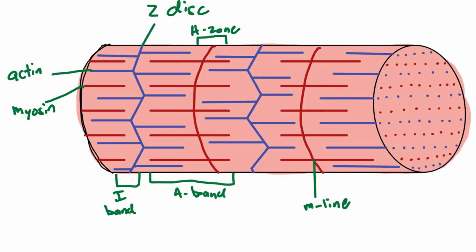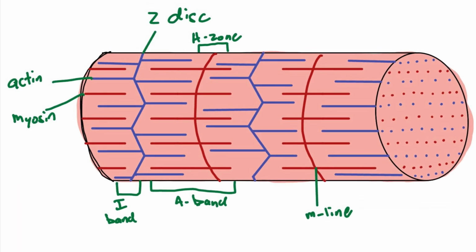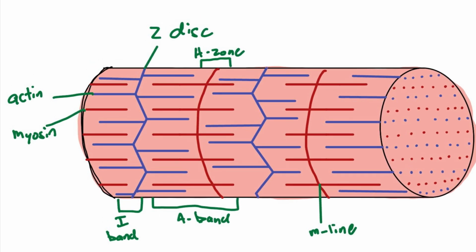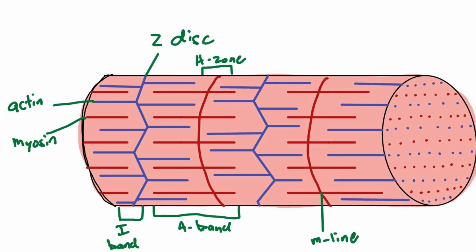It is that sliding action that causes the entire muscle to contract, and if all the sarcomeres within a muscle fiber do this alternatively, then it will lead to movement.